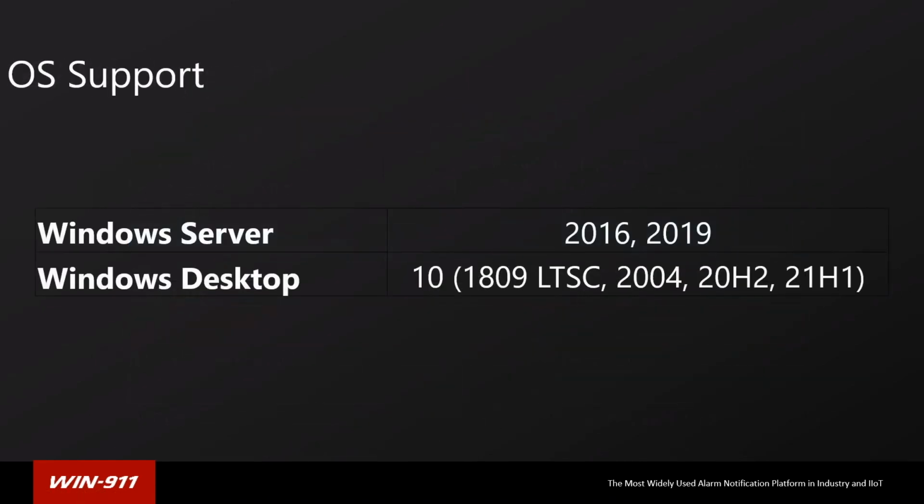And then as far as OS support, right now we are only doing Windows Server 2016 and 2019. The installer right now will install on Windows Server 2022, although we don't technically support it yet, but it is being tested and should be available in support soon. The same is true with Windows Desktop 11. The latest version of WIN-911 will let you install on Windows 11, but we don't officially support it yet. But you're more than welcome to try it if you like. So far, QA is testing well with that one as well.